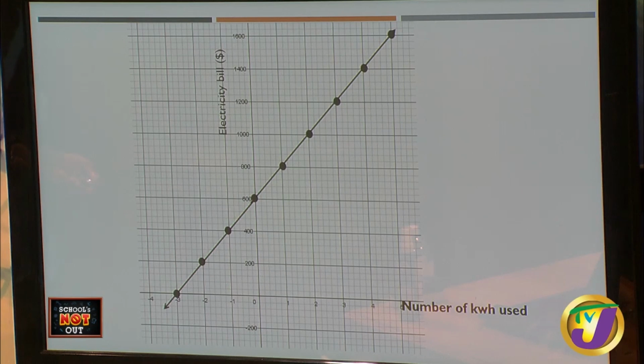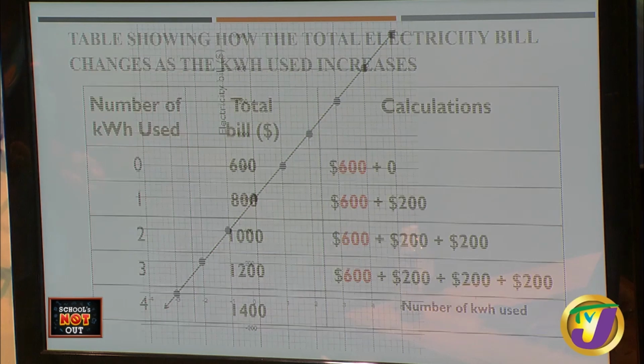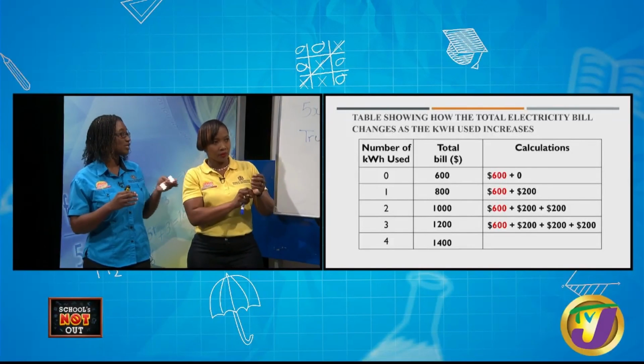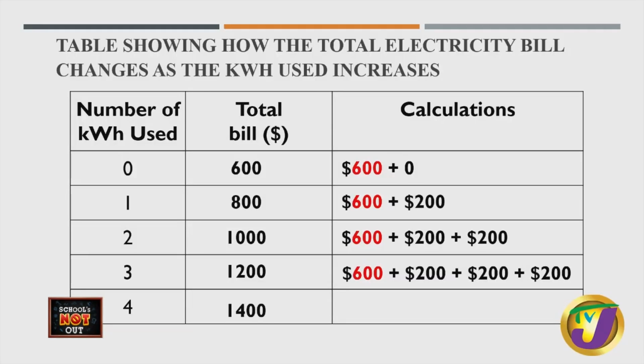We did the table, and it's going to come back up because we need it now to find the equation of the line that we just saw. If you look at the calculations carefully, I've highlighted in red that this 600 appears all the time. It never changes, and it appears the same number of times each time.